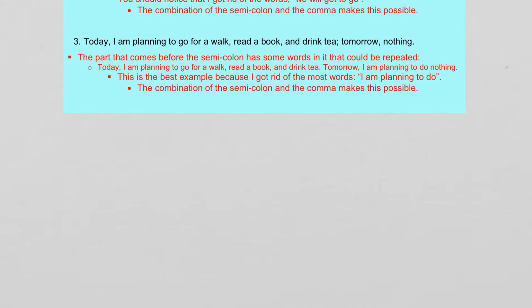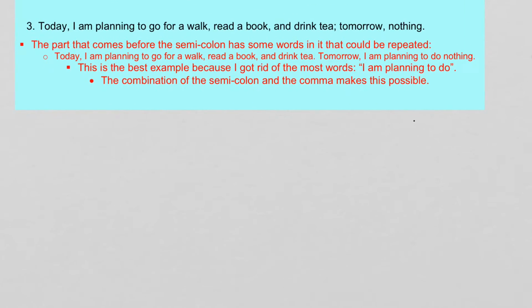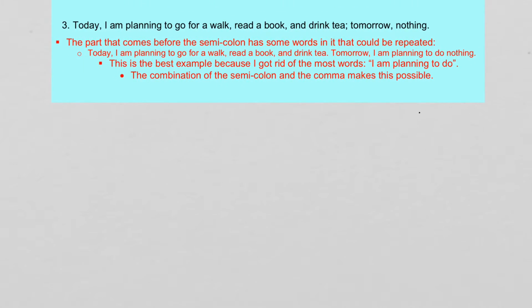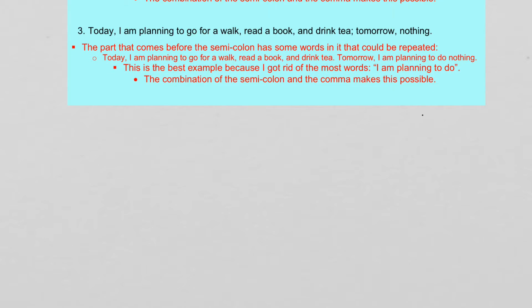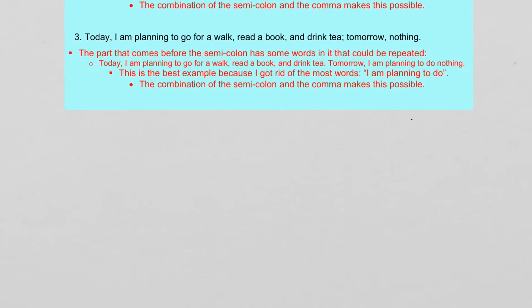Number 3. Last one. Today I am planning to go for a walk, read a book, and drink tea. Tomorrow, nothing. Okay, so you can imagine here, right? I used quite a few words. I said, I am planning to, right? So the part that comes before the semicolon, right, has words, right? I am planning to do what, right?